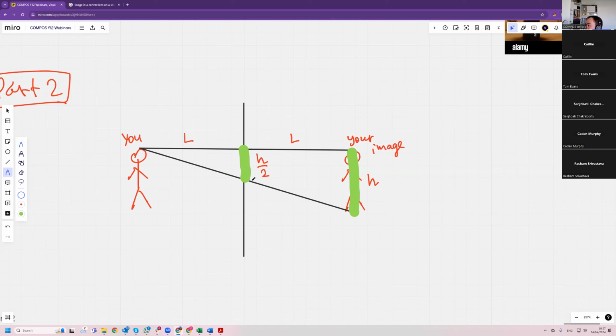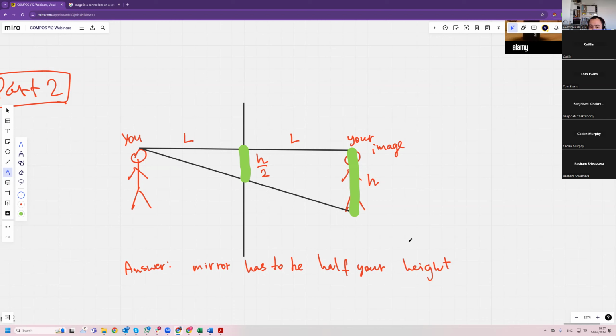Do you understand? Okay, how well do you understand this on a scale of 0 to 10? The mirror has to be half your height.